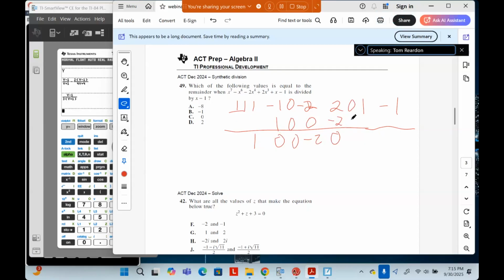Yeah, and 0, 0, 0, 1, 1, 0. So we get, wow, this is what we get. It's kind of an unusual thing, but what's the remainder? It's 0.